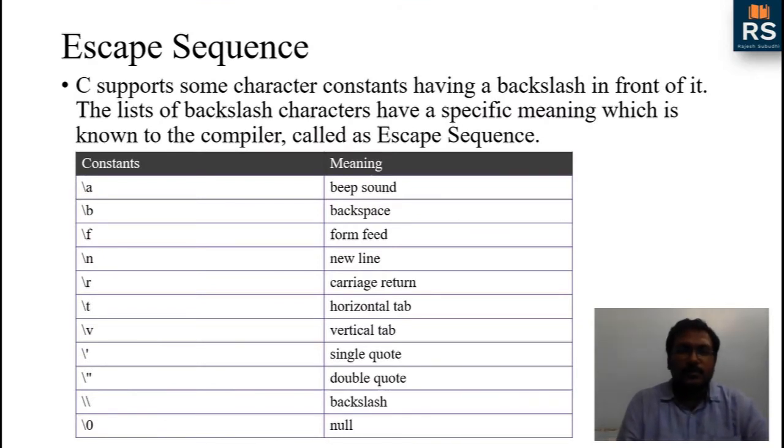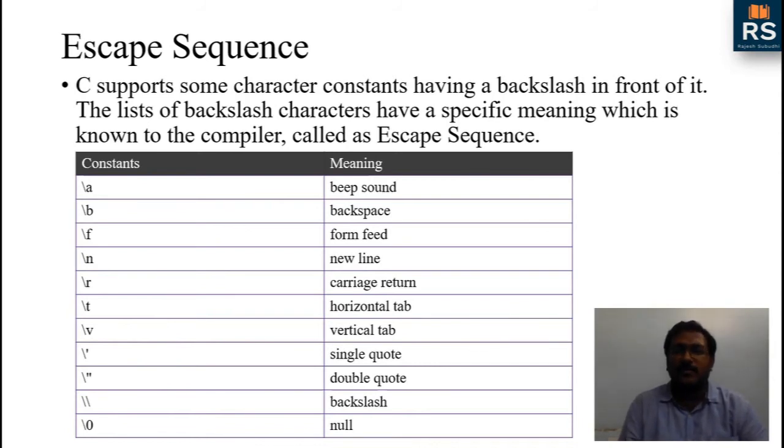In a C program, there are some special characters with a backslash in front of them, which are known as escape sequences. These backslash characters have some specific meaning or specific task in a program, which is known by the compiler. We will see different escape sequences in our next programs, in the next videos. So for now, let us see what the escape characters are.